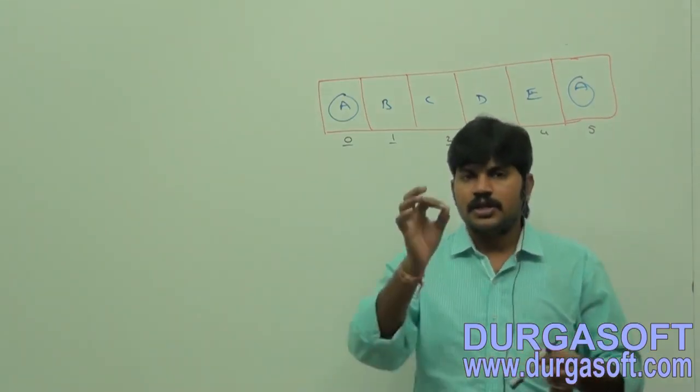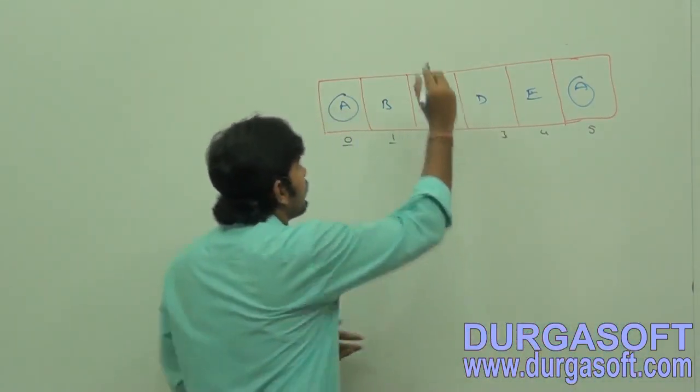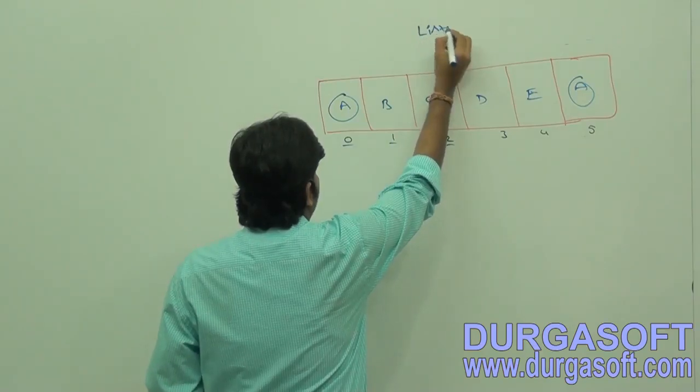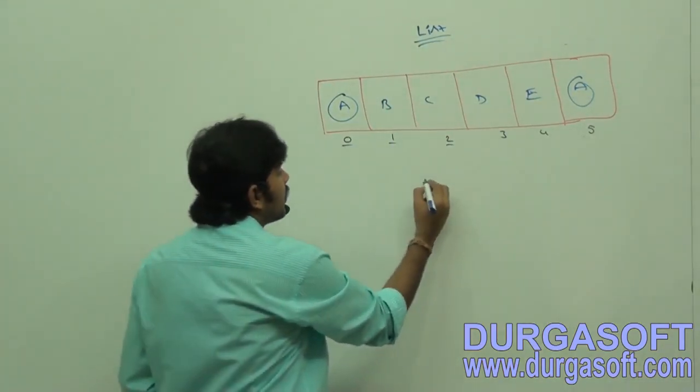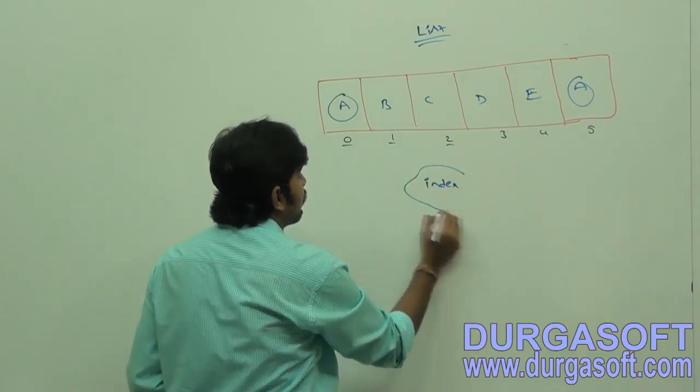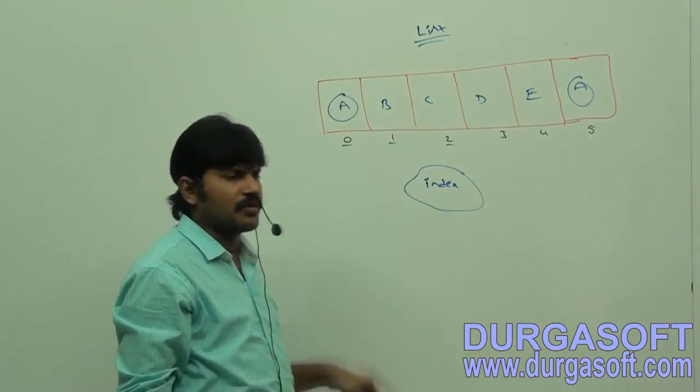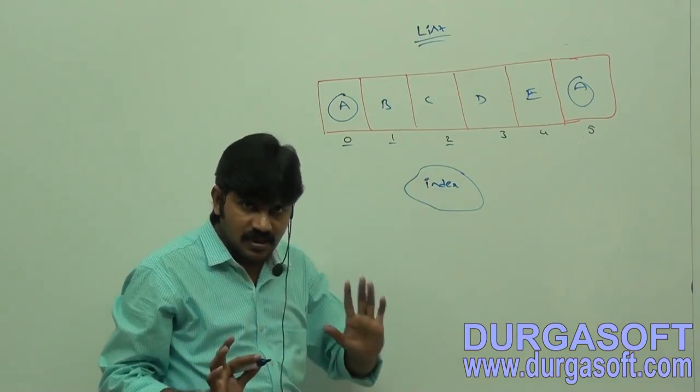That's why, wherever the list word is there, in list which thing plays a very important role? Index plays a very important role. Everything we have to talk about with respect to index only, right? Is it clear for all of you?